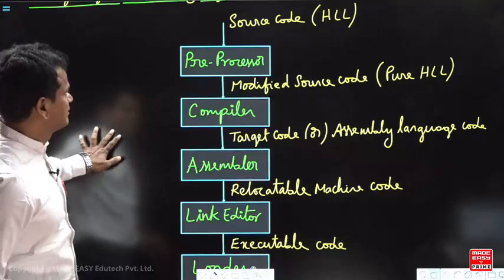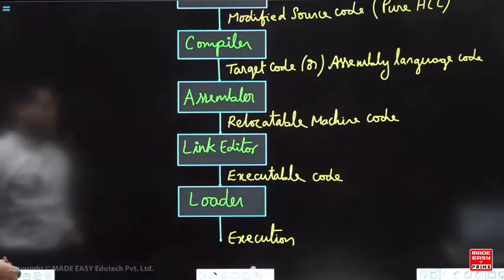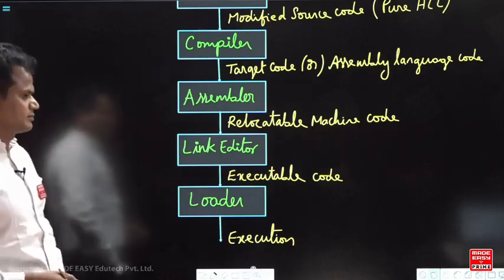Okay, copied. Then this one: relocatable machine code, executable code and execution.